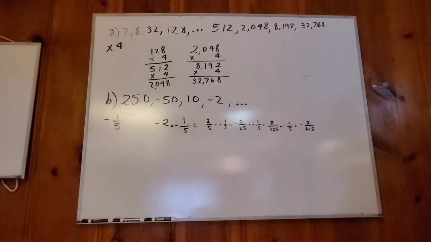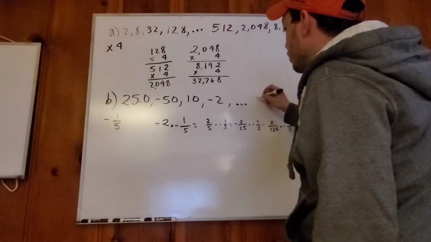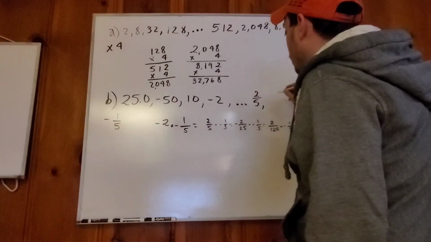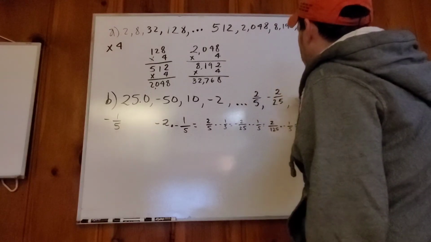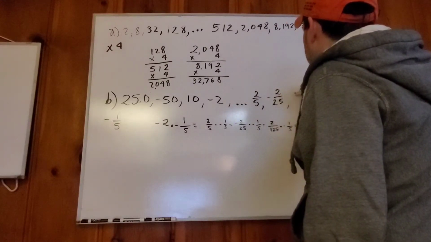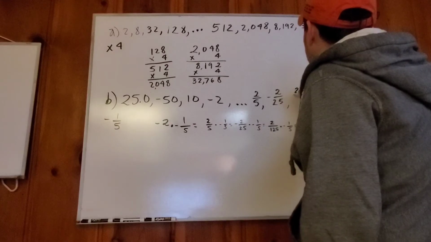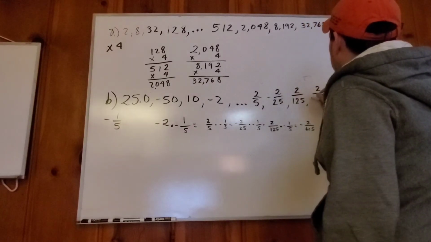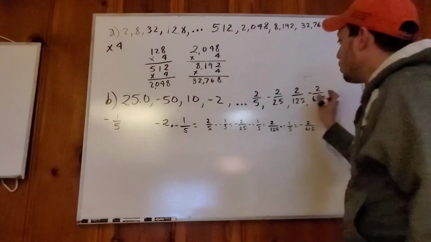Let me check. Yep, I'm correct. So the numbers are 2/5, negative 2/25, 2 over 125, and 2 over negative 625. And those are the 4 terms.